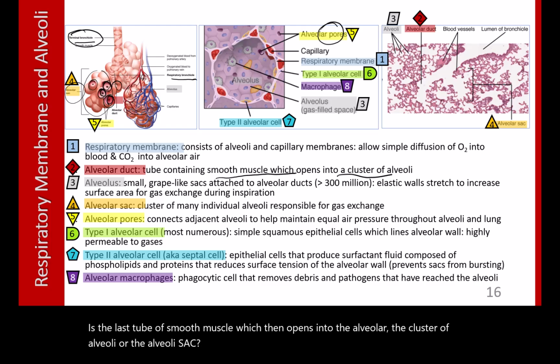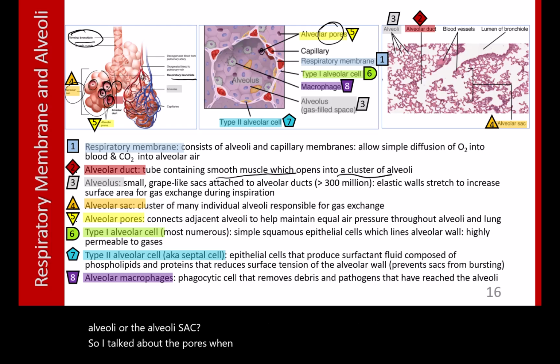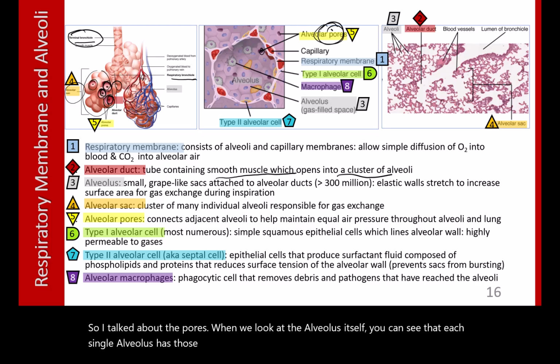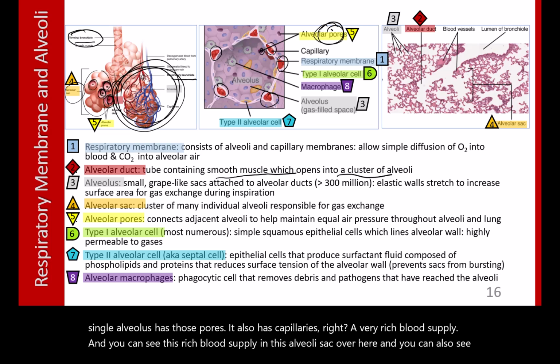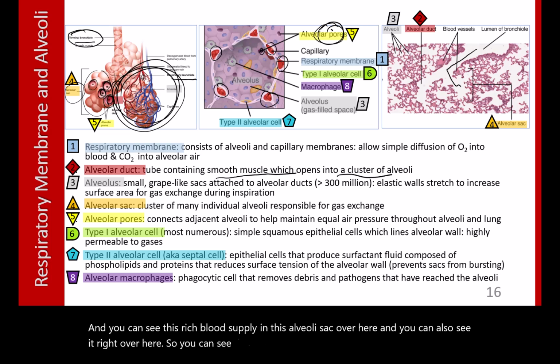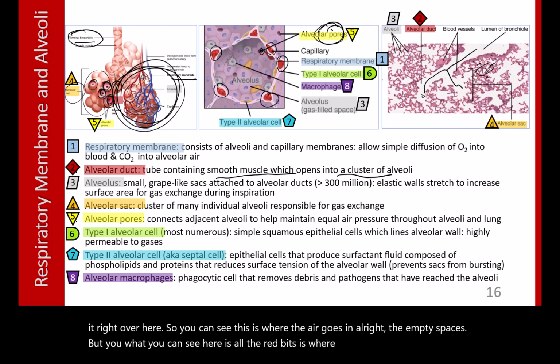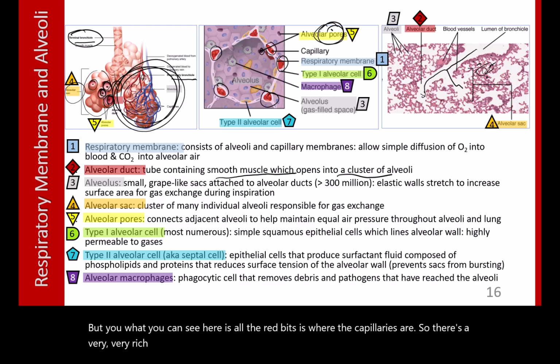So I talked about the pores. When we look at the alveolus itself, you can see that each single alveolus has those pores. It also has capillaries, right? A very rich blood supply. You can see this rich blood supply in this alveolar sac over here, and you can also see it right over here. So this is where the air goes in, the empty spaces, but all the red bits are where the capillaries are. So there's a very, very rich blood supply.